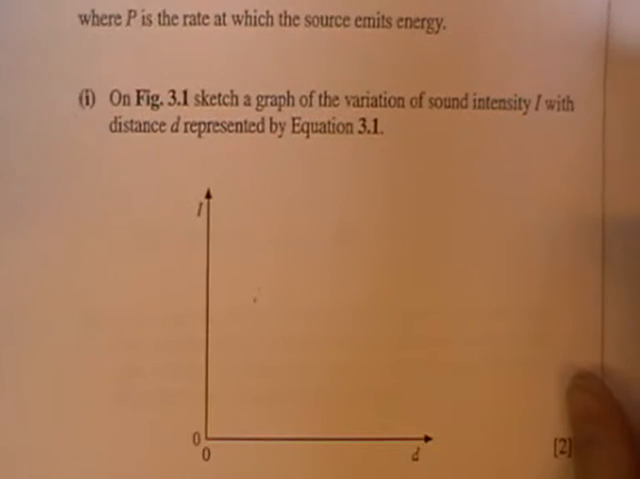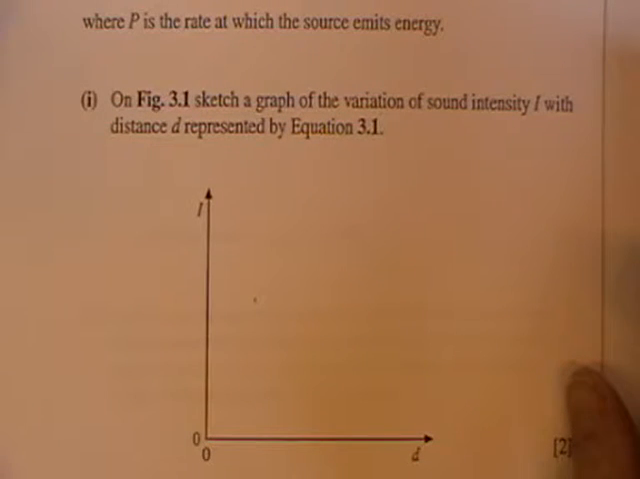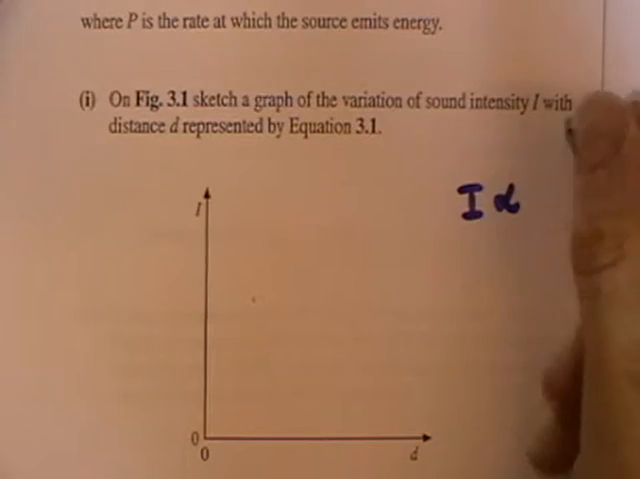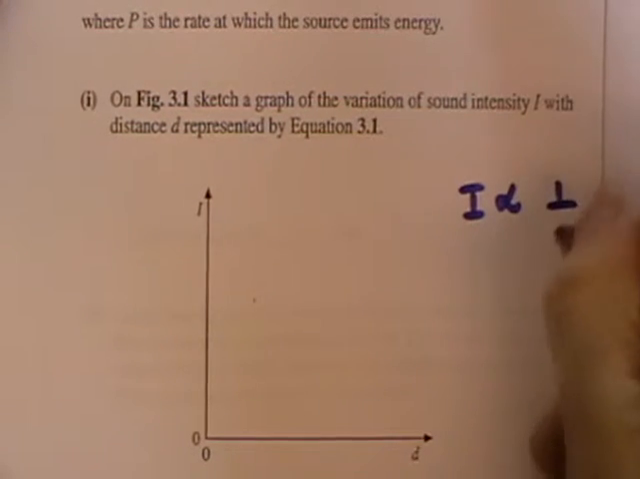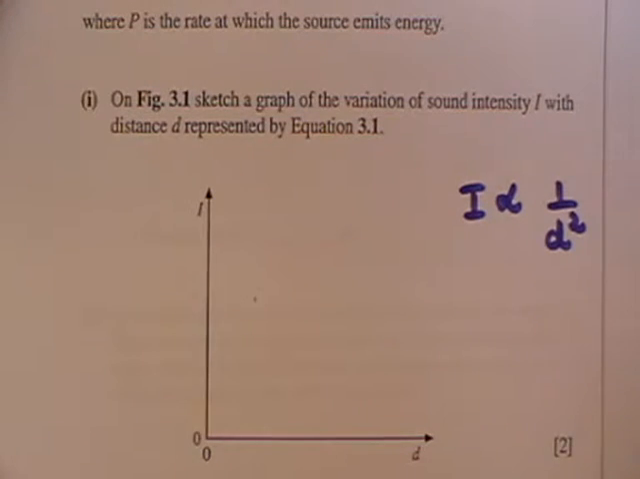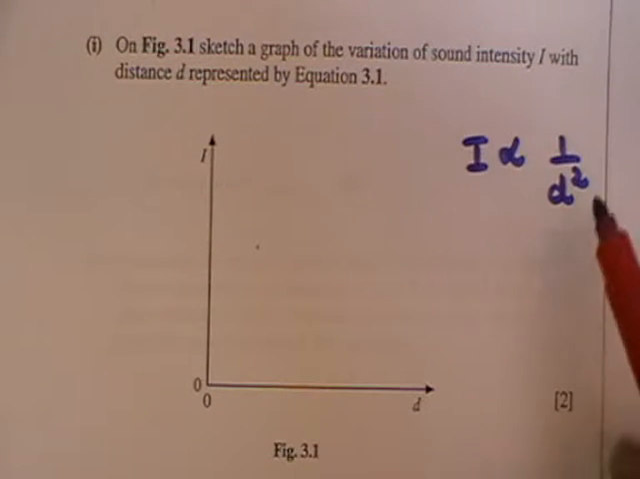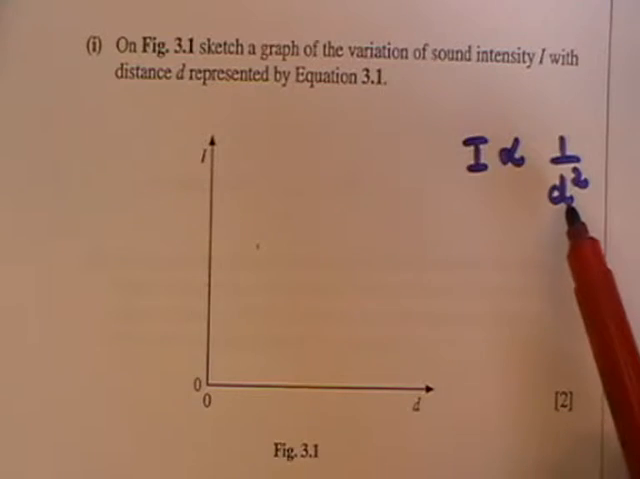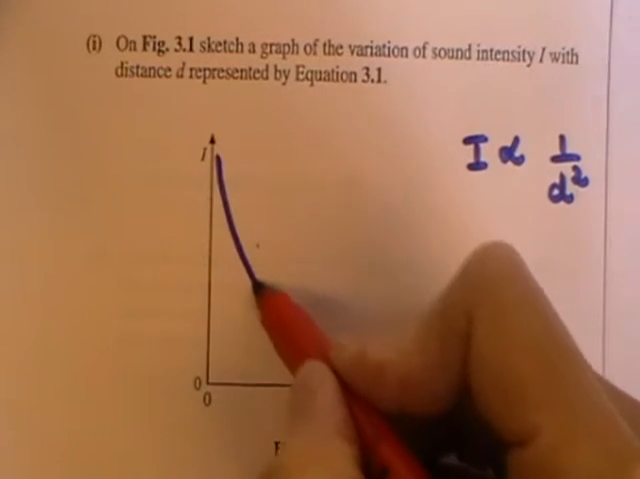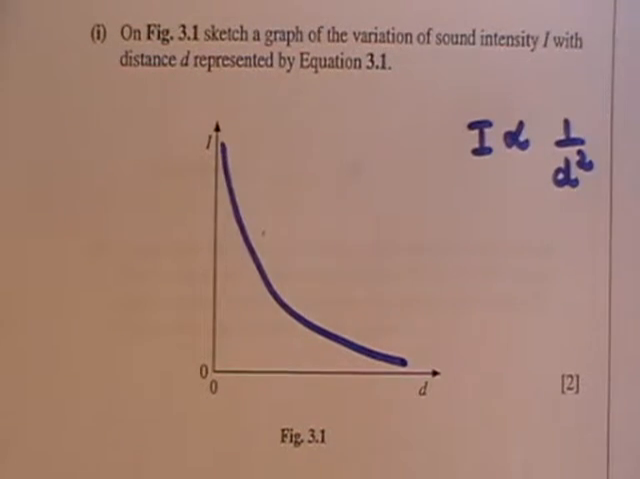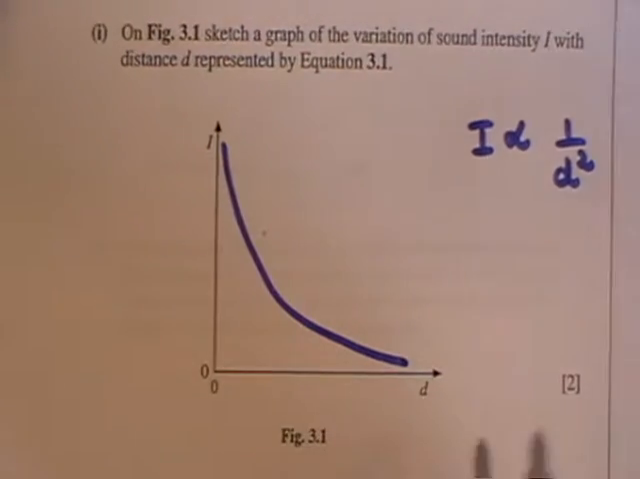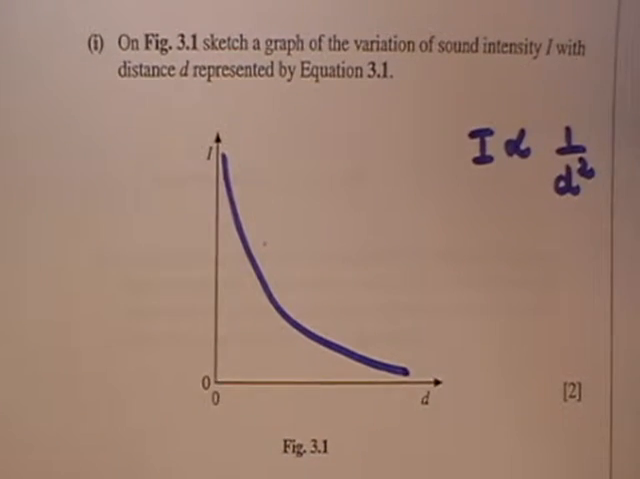So on figure 3.1, sketch a graph of the variation of sound intensity I with distance d represented by equation 3.1. Now you can see from that equation that I is proportional to, if power and 4 pi are constant, 1 over d squared. So therefore this is going to be what we call an inverse square law graph. If we plot I and d on the 2 axes, it's 1 over d squared, and so it's going to be a fairly steep downward sloping curve like that. This is a very often asked question about the inverse square law, about the relationship between I and d, and it's a graph which goes down like that.